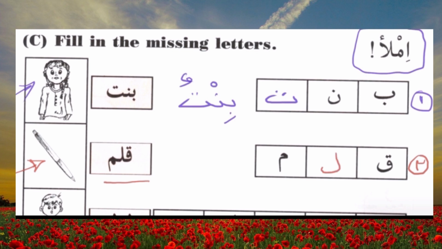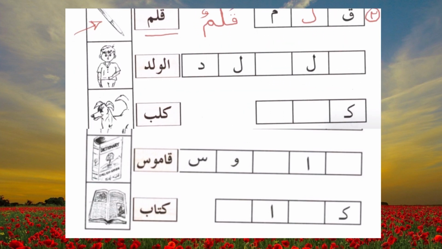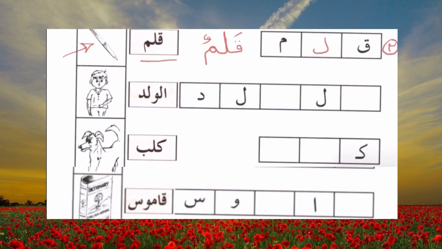And in these blocks, we will use the separated forms of the letters. So let's write it together. Qa, l, qa, la, and m. Qa, lam, or qalamun. And that is a pen. Good. Let's go to number 3.